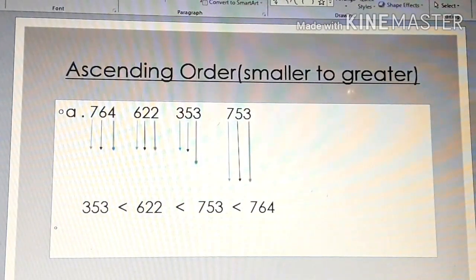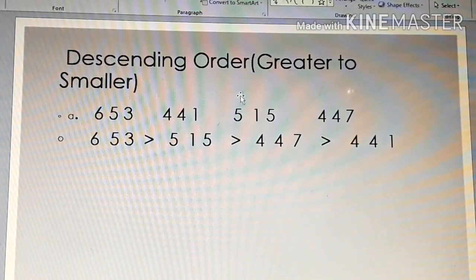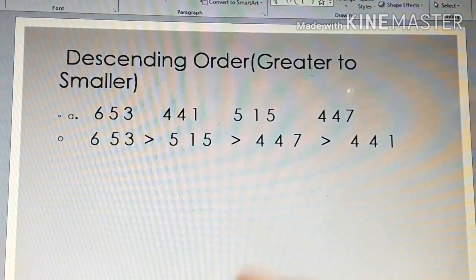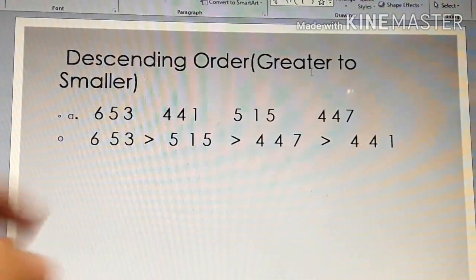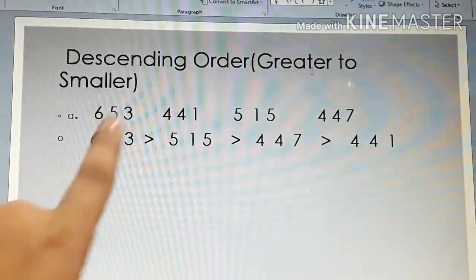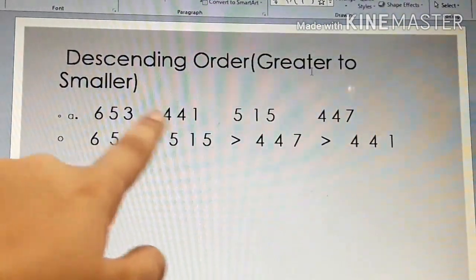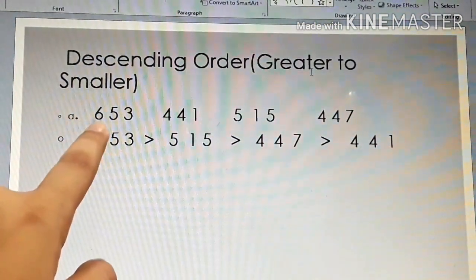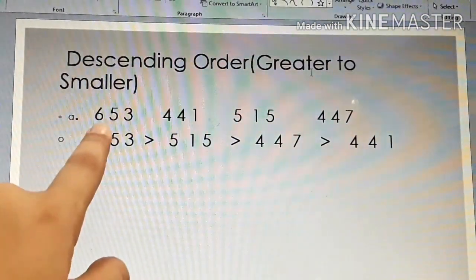Have you understood doing ascending order, smaller to greater? Next, let's move to descending order. Descending order means greater to smaller, just opposite to ascending order. Same, children, the numbers are given here. What are you going to do? You are going to compare the numbers. How will you compare? Always from the left side.